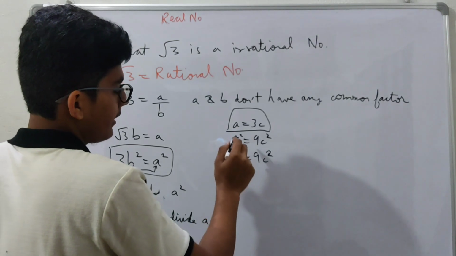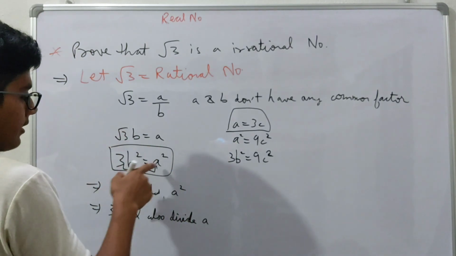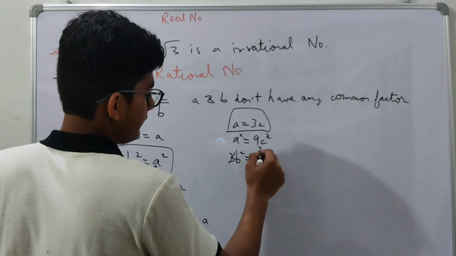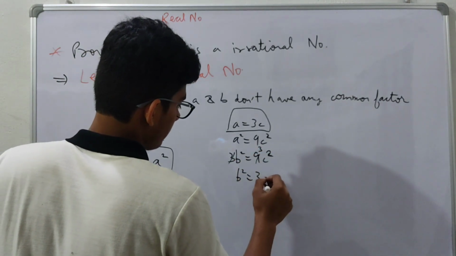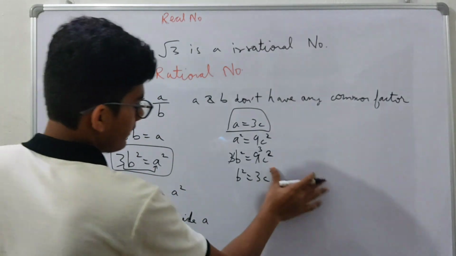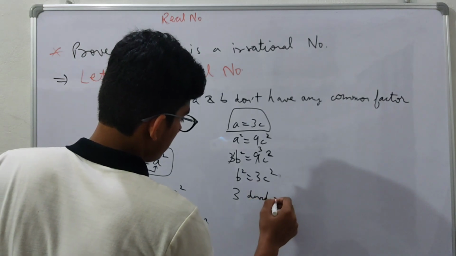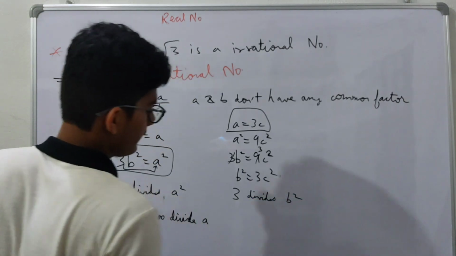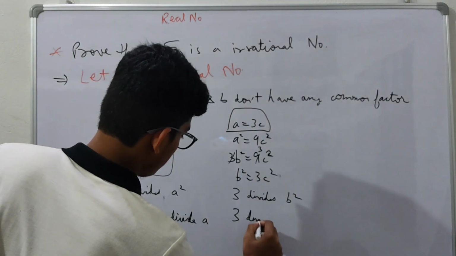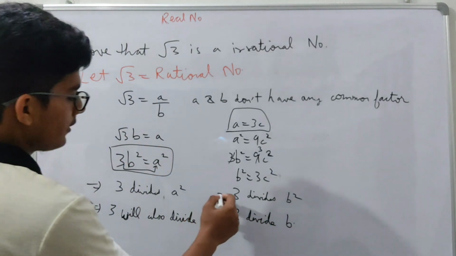Squaring on both sides, a square equals 9c square, and we know a square equals 3b square. So 3b square equals 9c square. We can cut by 3, so b square will become 3c square. Now from here you can say that 3 divides b square, so 3 will also divide b.